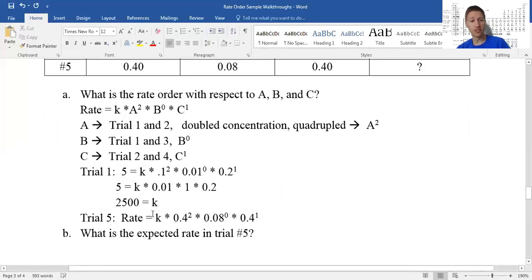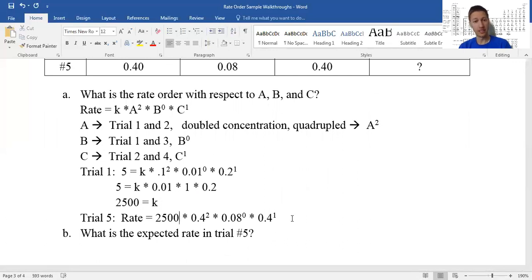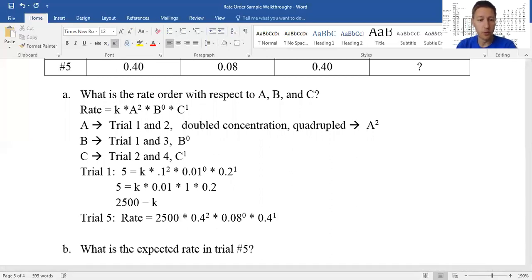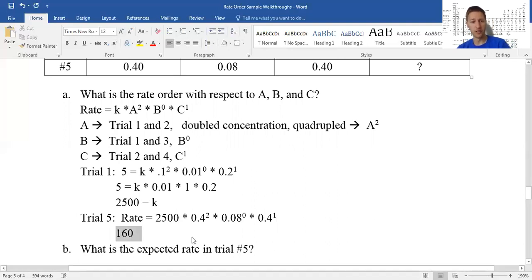Now, we can come down to this next trial, and we can put that 2,500 in that we just solved for. And now we can figure out what the rate is by just plugging it in. 2,500 times 0.4 squared times 0.08 raised to the 0th power again, which is 1, times 0.4 to the first is just itself. I got a rate of 160. So when you plug all this in, we find that the expected rate for trial 5 is 160, would be the missing one. So again, this goes together.